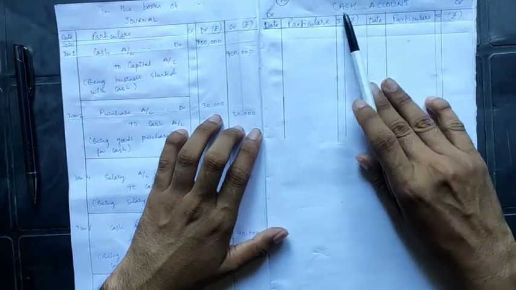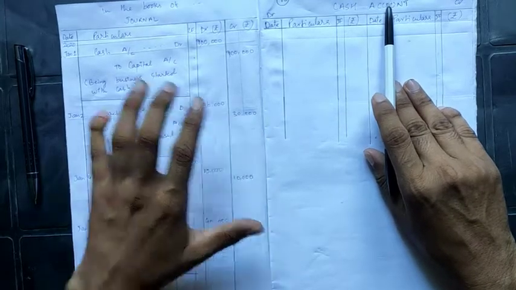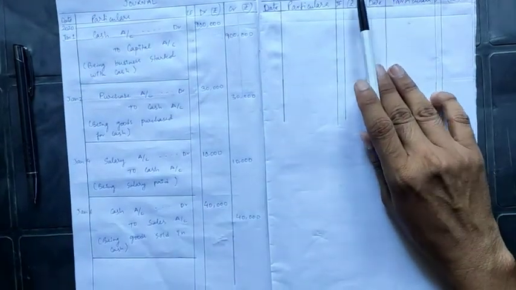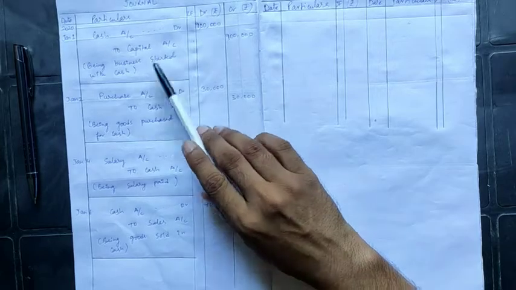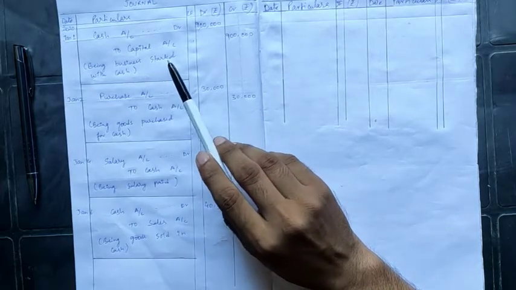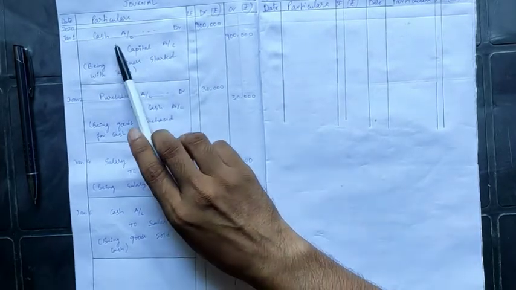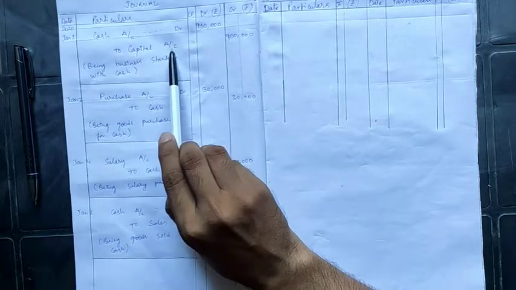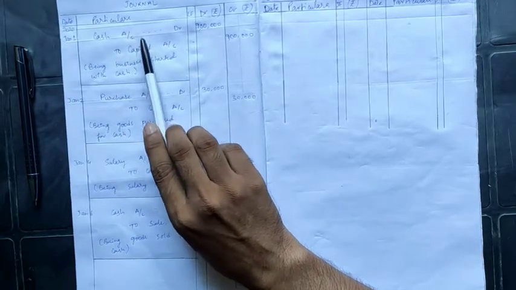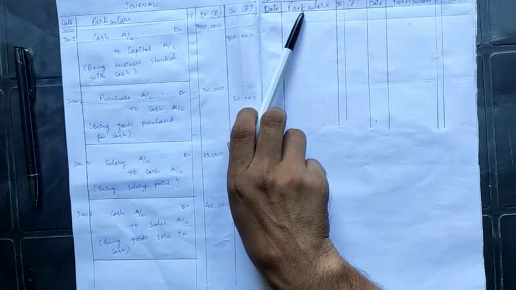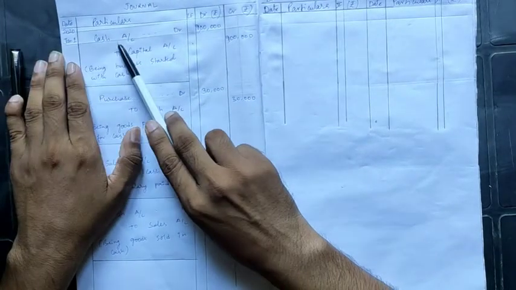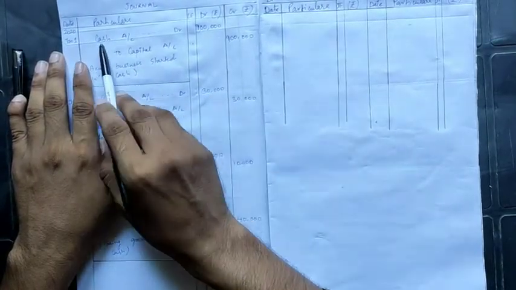Now let us see the cash account. How do we prepare the cash account from the journal? Since it is a cash account, we will see those entries where cash account is given. In the first entry it is cash account debit to capital account. Here cash is there, so this entry will be posted in the cash account in the ledger.